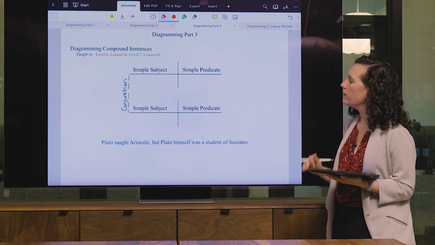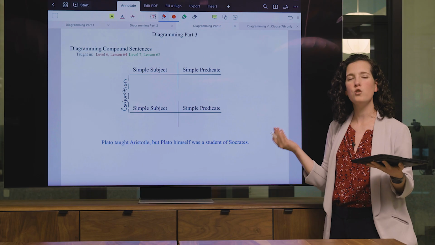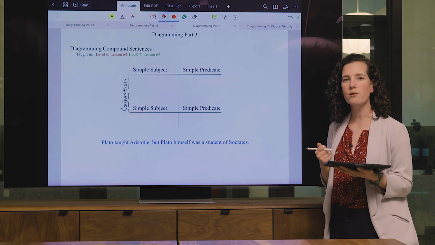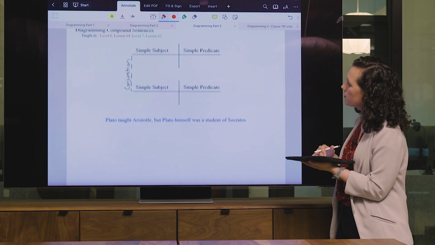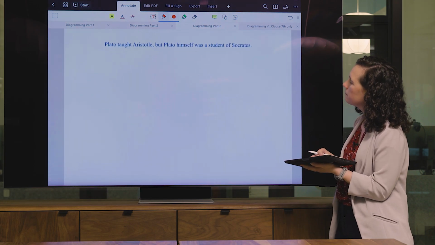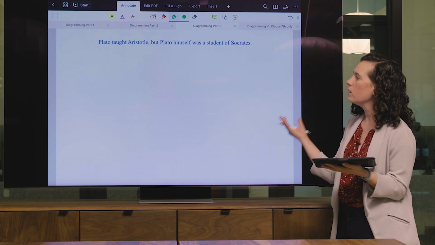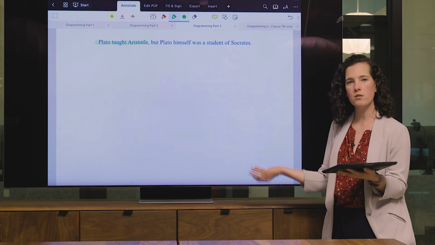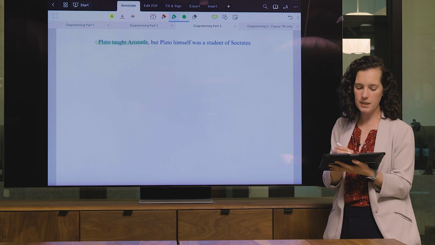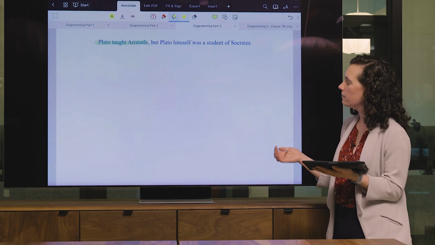So to see if you have a compound sentence, you look to see if you have two complete thoughts on either side of your conjunction. If we look at this first sentence here, we look for two clauses which each have a subject and a verb. Plato taught Aristotle. That is a simple sentence. It has a subject and a verb.